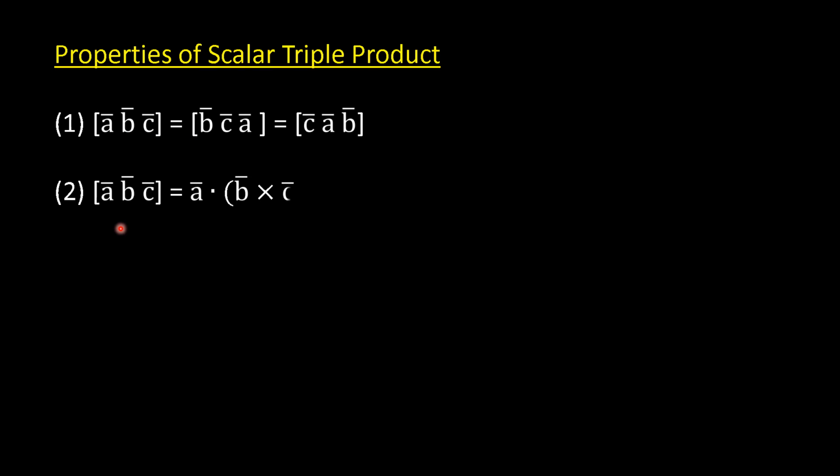Second property, box a bar, b bar, c bar by definition is a bar dot b bar cross c bar, which can also be written as a bar cross b bar dot c bar, which means that if we change the order of dot and cross, the value of the box product does not change. Here dot has been replaced by cross and cross has been replaced by dot.